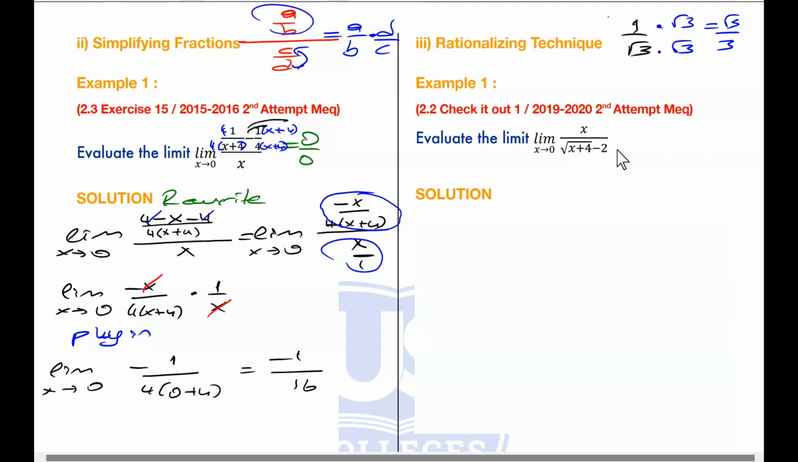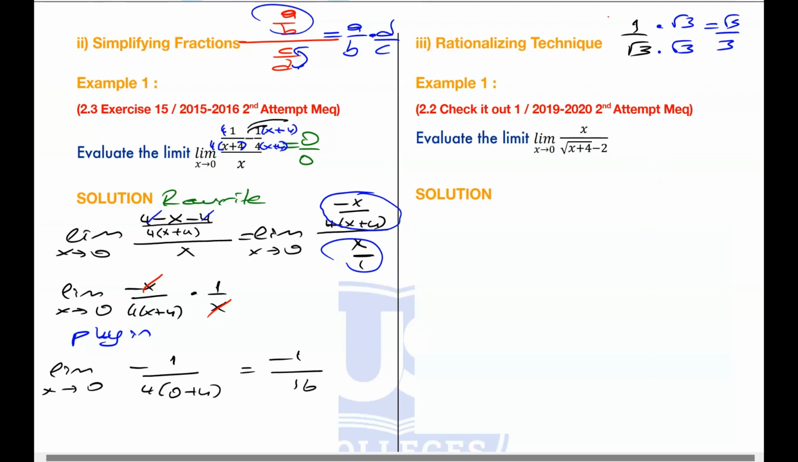So we will use the same technique here. We will rationalize it by multiplying top and bottom by the conjugate of the radical part. Sometimes in some questions the radical part is at the bottom. For some questions it's at the top. It doesn't matter where it is. We just have to multiply top and bottom by the conjugate of the radical part.